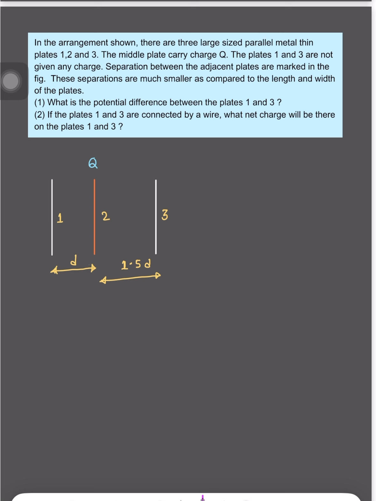तो पहला पार्ट देखते हैं. फर्स्ट पार्ट में we can realize that if we have a large plate, then here there will be field away from the plate, assuming this charge is positive. And this field is very well known. It should be Q upon 2 epsilon naught.